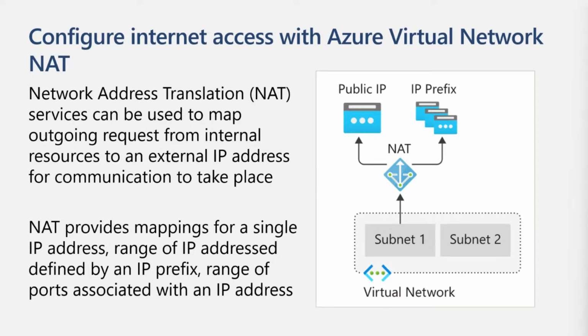So this diagram shows you the outbound traffic from subnet 1, as you can see here, through the NAT gateway, and it's mapped to a public IP address on the left side, or a public IP prefix on the right side. So that's kind of how the traffic is expected to flow in this configuration.